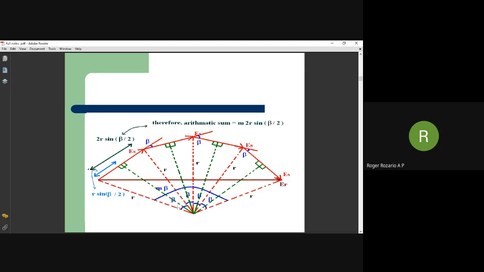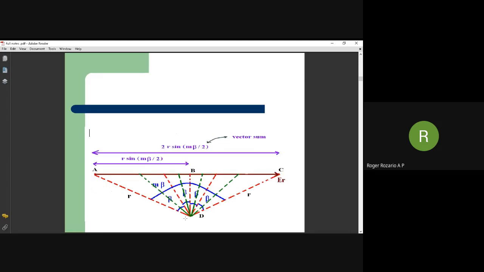So this angle is beta, which means this whole angle we'll call M beta. If this is ES, we will multiply with M into 2R sine beta by 2 to get the resultant. So this is what is displayed now. R into sine M beta by 2 is half this distance. So the total distance will be twice R into sine M beta by 2. This is the vector sum.